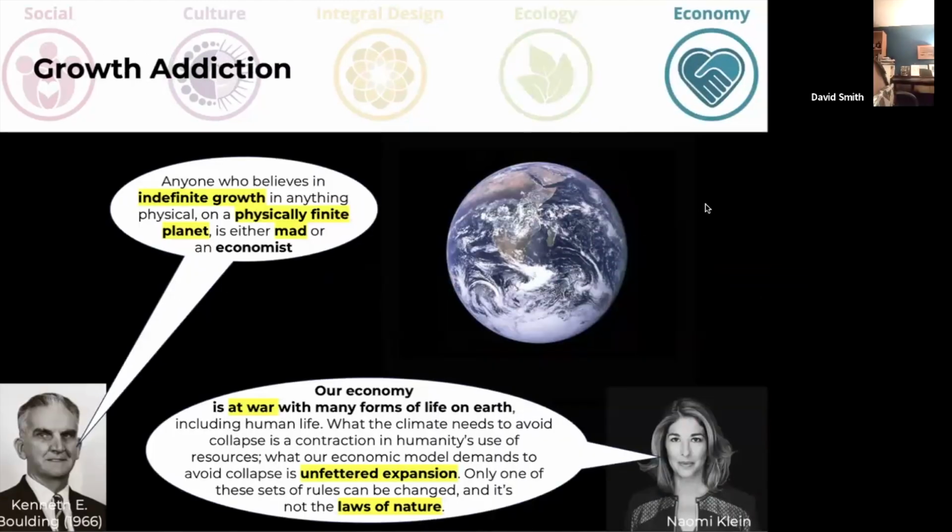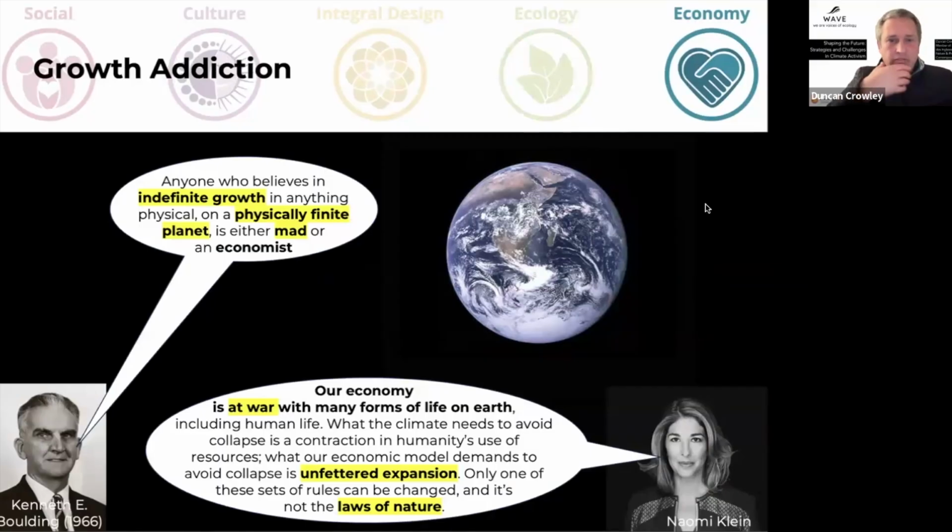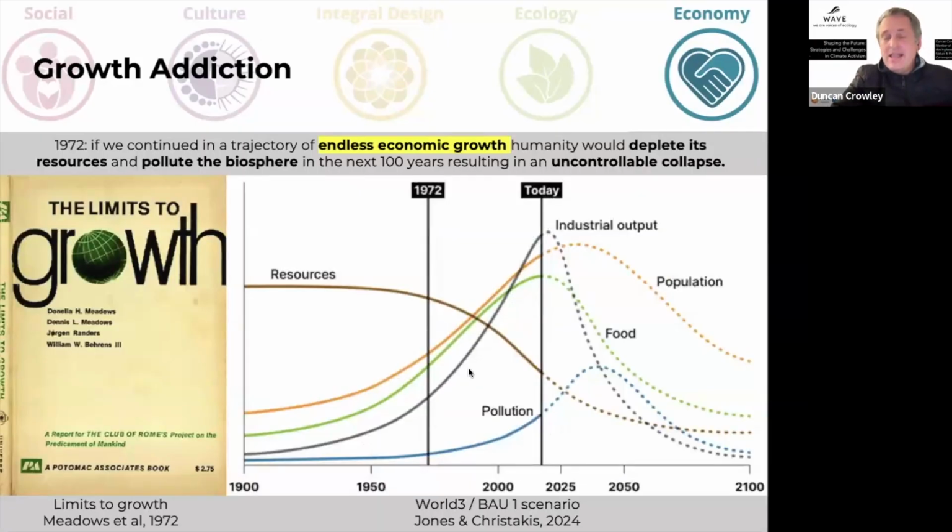Some economists have been pointing out the absurdity of people who think that we can have indefinite growth on something which is a limited system, a physically finite planet like planet Earth. The English economist Boulding said this. Also, Naomi Klein recently said that our economy is at war with many forms of life on Earth. The present system demands that we keep on growing, but that doesn't hold up with the laws of nature.